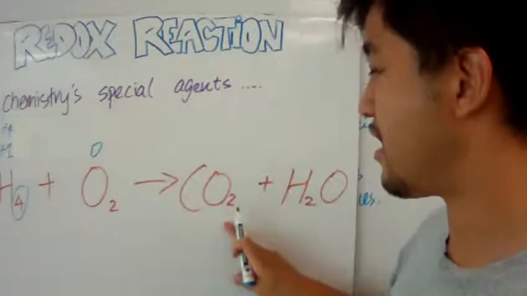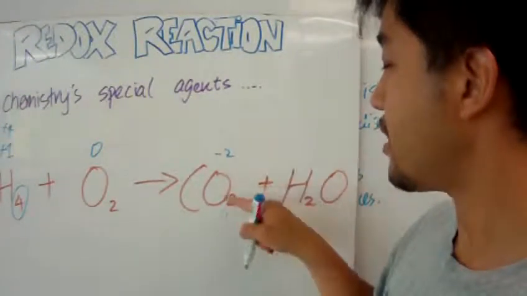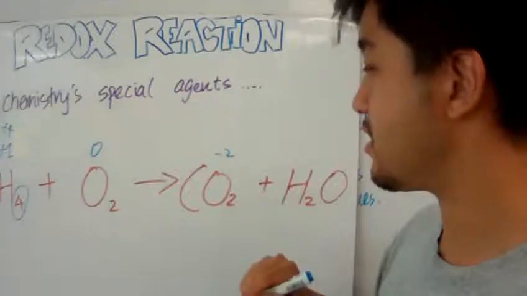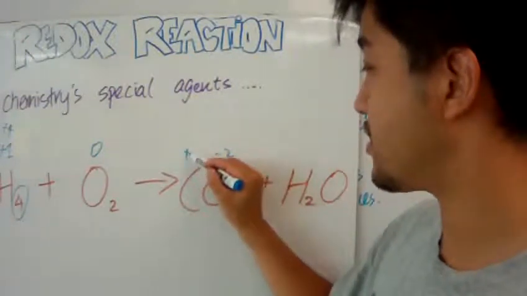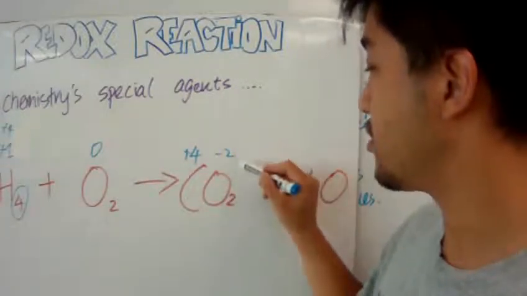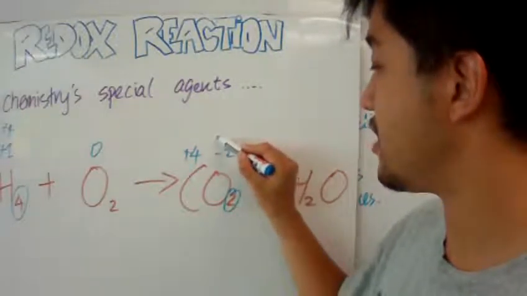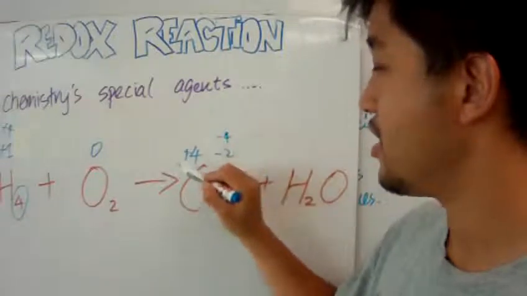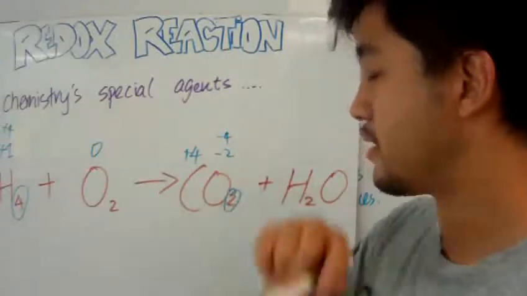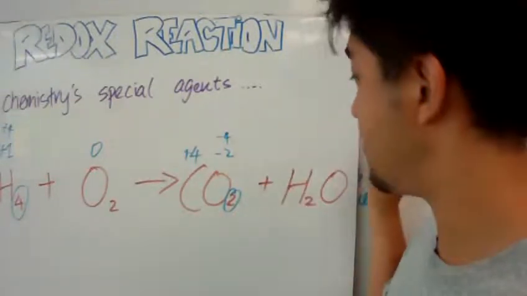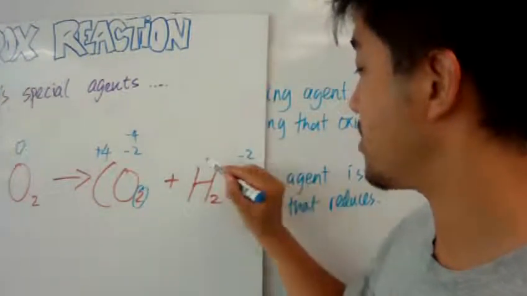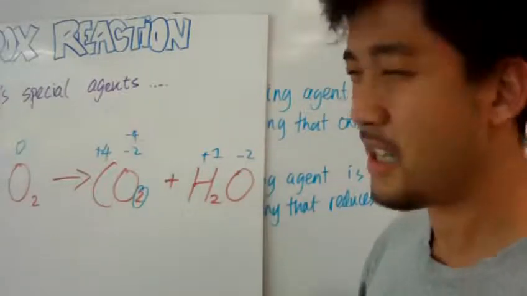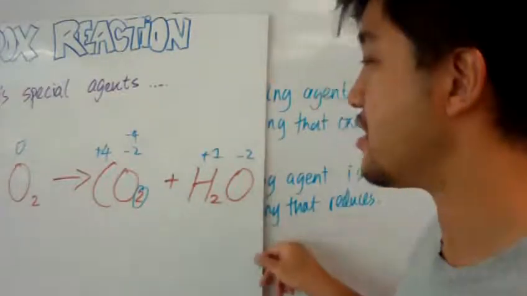In carbon dioxide, each oxide has a charge of -2. There are 2 oxygens, so that makes -4 charge, and to neutralize it, carbon here has an oxidation number of +4. Water here is a -2 for oxygen and a +1 for hydrogen. Oxidation numbers, really easy peasy.